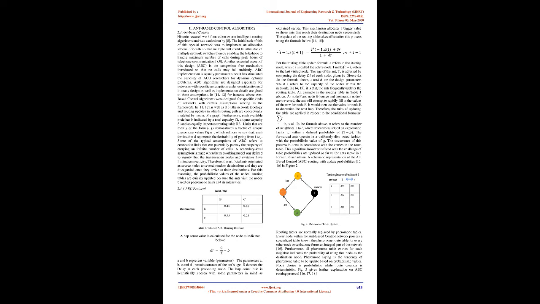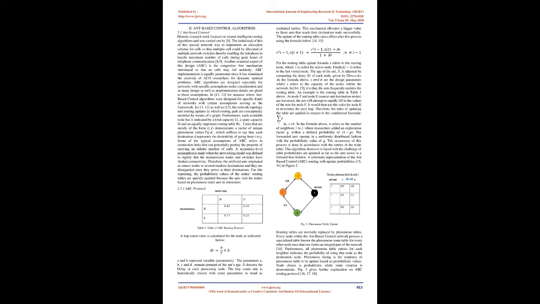In [14, 15], it is noted that the ANTs frequently update the routing table. An example is the routing table in Table 1 above. As node F and node E, source and destination nodes, are traversed, the ANT will attempt to rapidly fill in the values of the row for node F. It would then use the values for node E to determine the next hop. Therefore, the rules of updating the table are applied in respect to the conditional formula, in S equals 1.